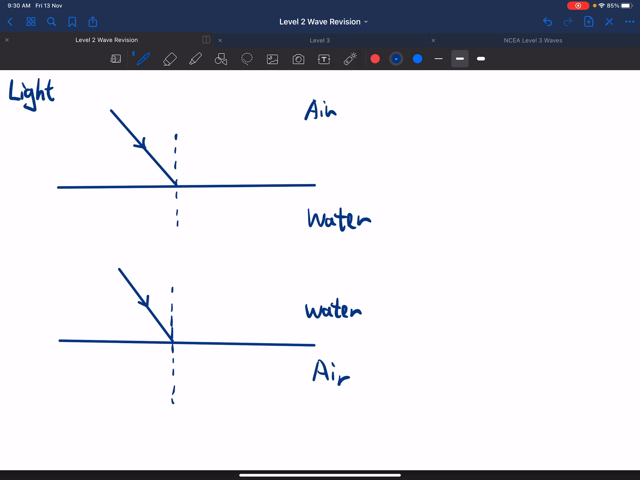So let's say that's slow down. Slow down, I need to bend towards the normal line. It's something you need to remember. Down that way. Cool. And this one is going to speed up, so it's going to go up like that. Cool. And why does that happen?